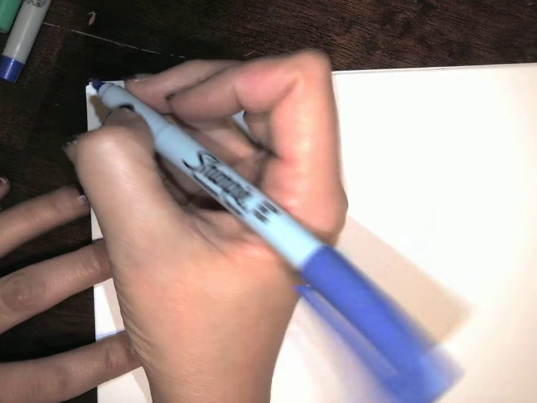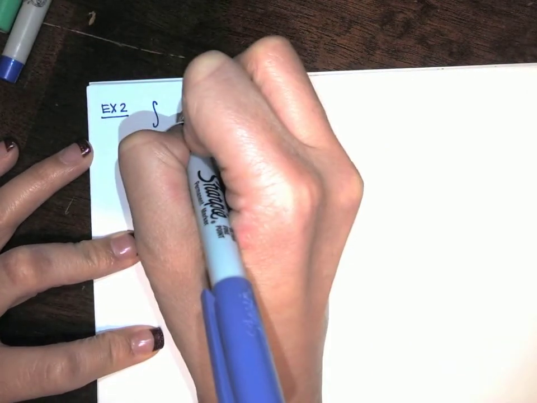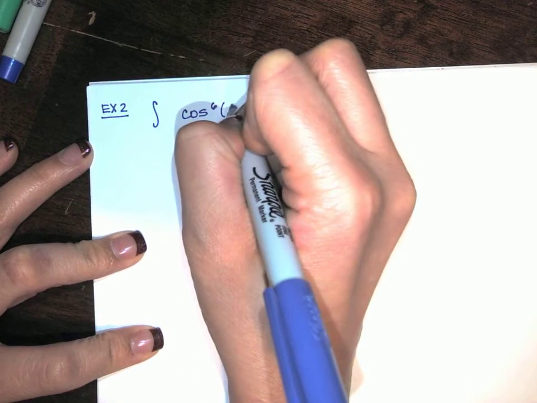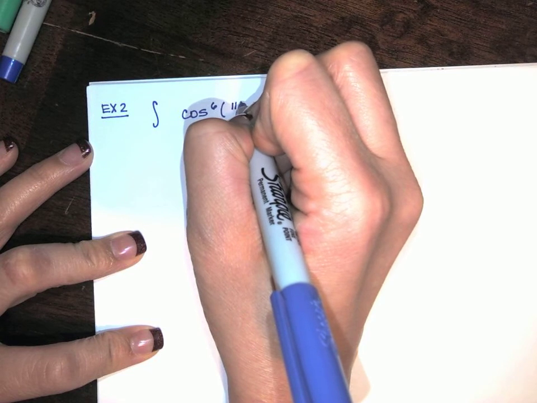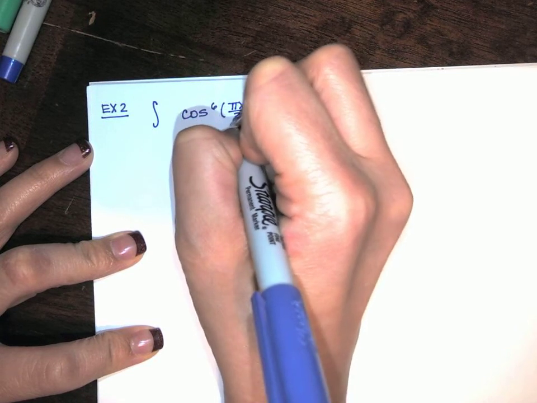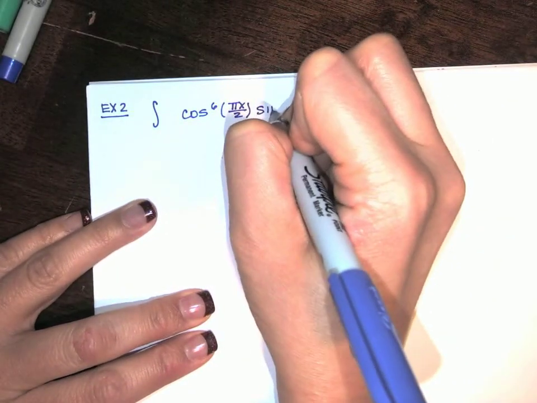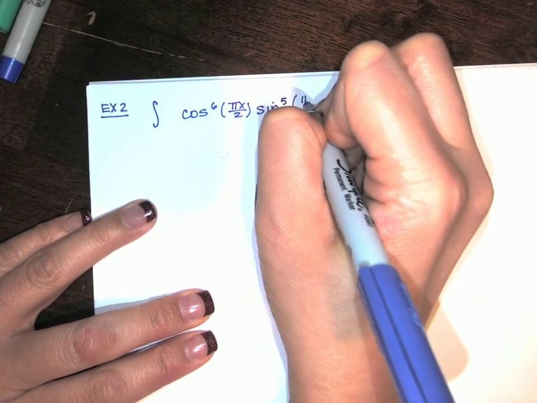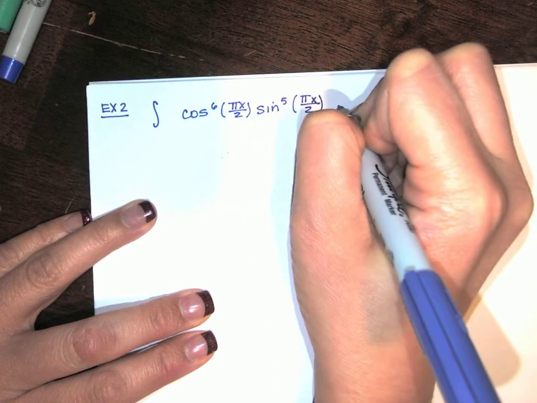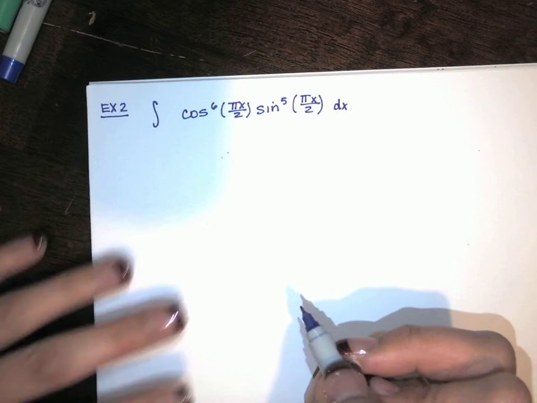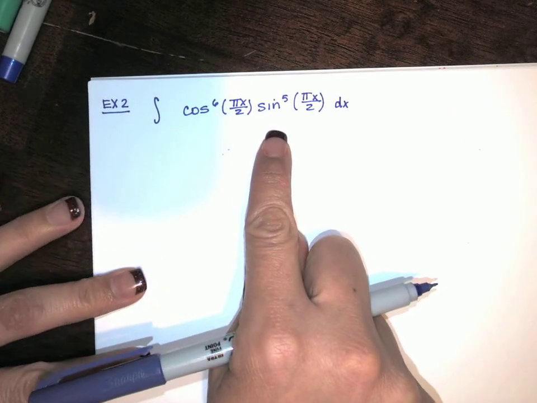Let's do an example where the power of sine is odd and positive. Alright, so I've got cosine to the 6th of pi x over 2 and sine to the 5th of pi x over 2 dx. Notice that the angles are the same, and I've got an even power of cosine and an odd power of sine.